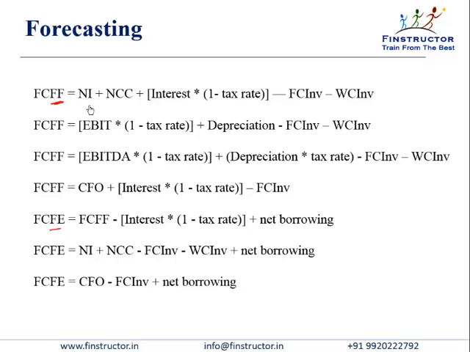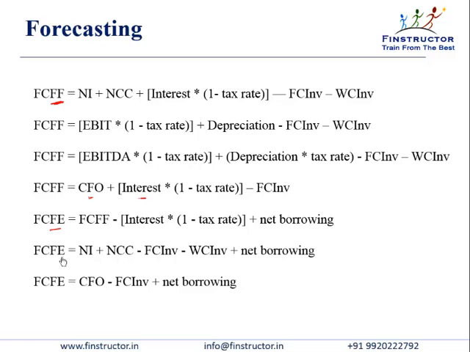Starting with net income, add the non-cash charges, add back the interest, subtract the capital expenditures and the working capital investments. If you're starting from cash flow from operations, then again you'll have to add back the interest that would have been deducted and subtract the fixed capital investments or the capex, because working capital is already reduced in CFO. Free cash flow to firm is the cash available to both equity and debt holders. Free cash flow to equity is the cash available only to equity holders.